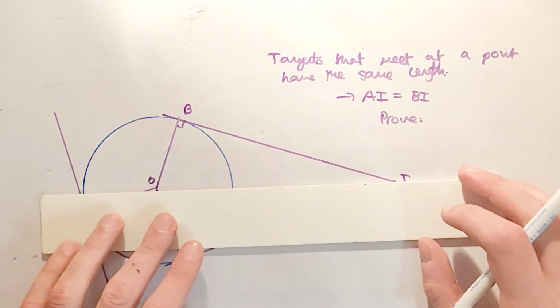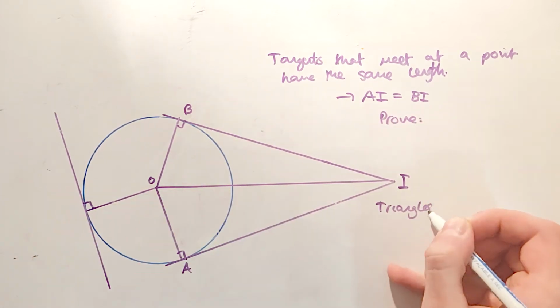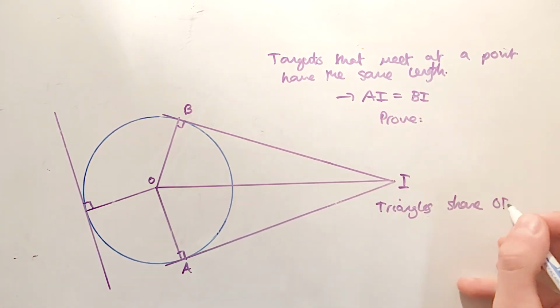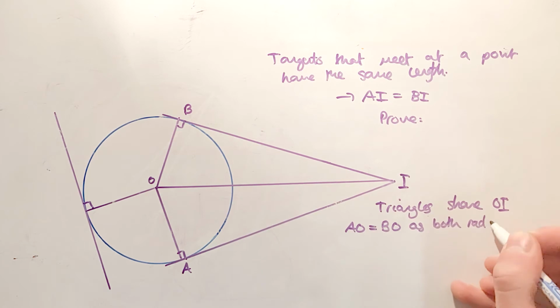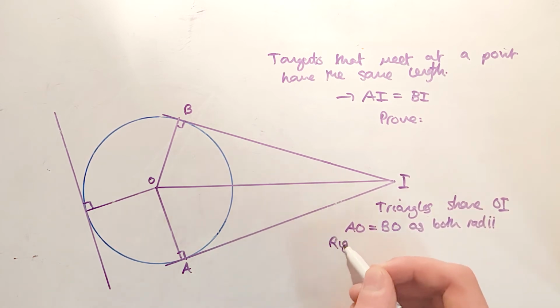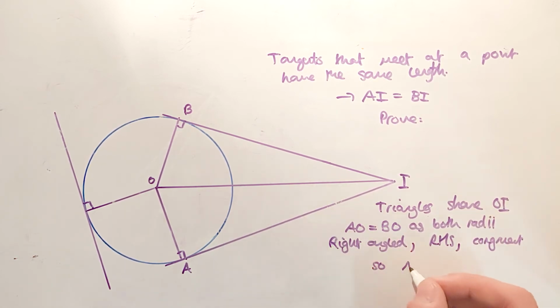These triangles both have the same hypotenuse OI, and AO and BO are both radii of the circle, so they have the same length. As they both have a right angle, they're congruent due to the RHS rule, so the tangents are equal in length.